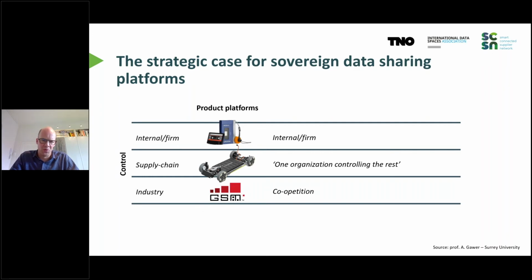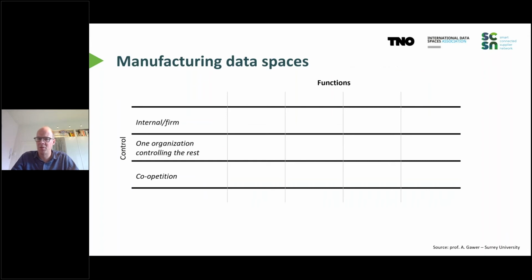And what we found out also by doing this in the smart connected supplier network is that when you apply this concept to digital platforms for manufacturing, it can also have a very significant impact. So in this picture, you see again the levels of control: internally, supply chain, one organization controlling the rest, and a more industrial level where you can really have competition between everyone involved.